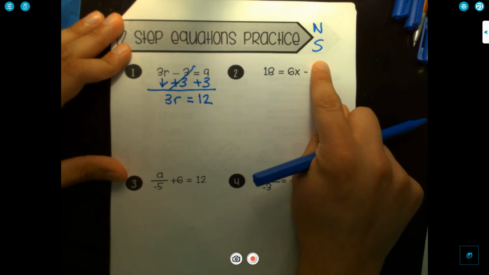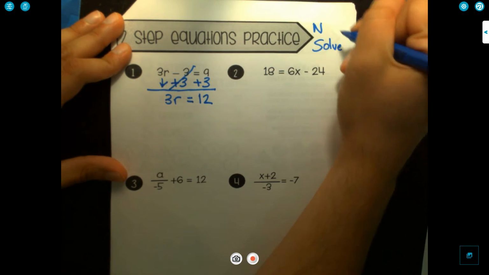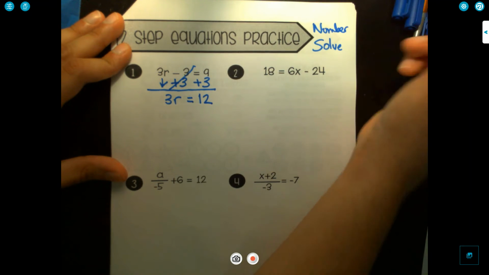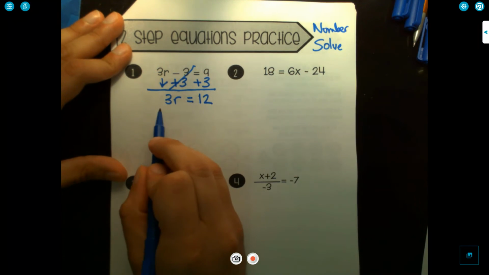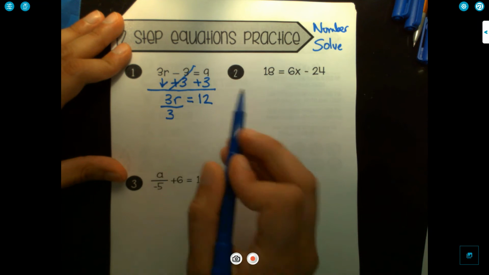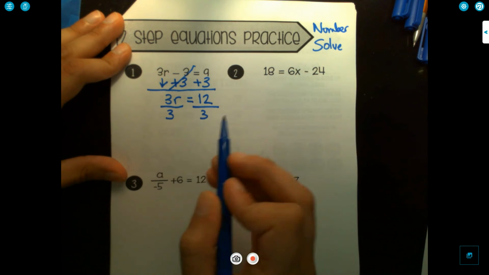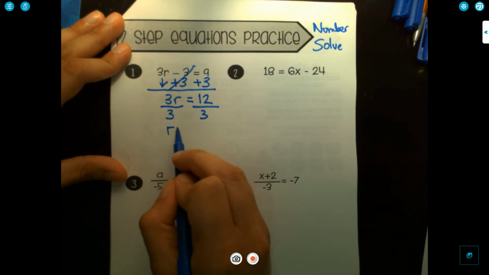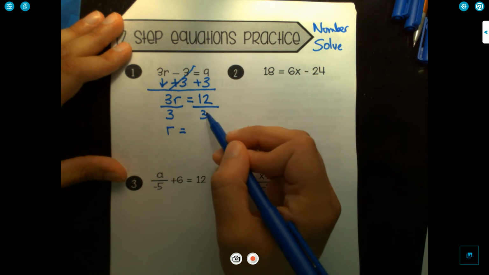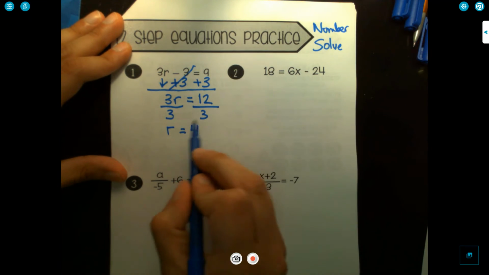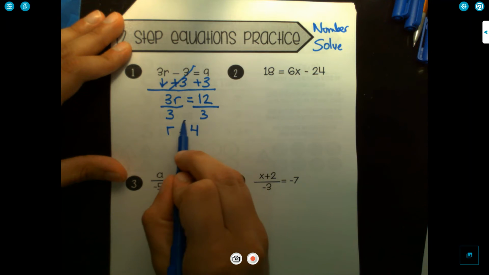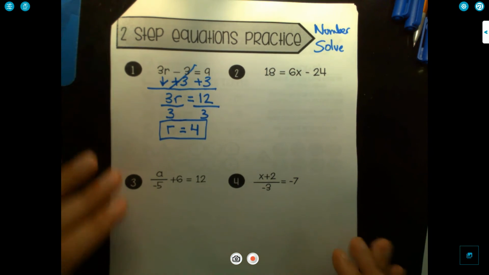And then now we move on to the S, which is solve by using multiply or dividing. So again, we're going to divide to get it equal to 1. If I divide on one side, I have to divide on the other side to isolate the r. 12 divided by 3, you should get 4, because 4 times 3 is equal to 12. So it's r equals 4.